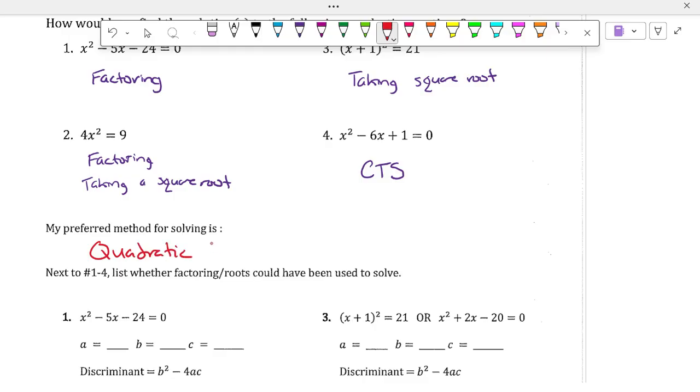So my preferred method, when in doubt, if I can't figure out if it's factorable or not, I don't know if I should take a square root: when in doubt, quadratic formula. All right. It is the universal way to solve a quadratic. It works for any quadratic, whether it gives you a rational number, irrational number, or an imaginary number or complex number.